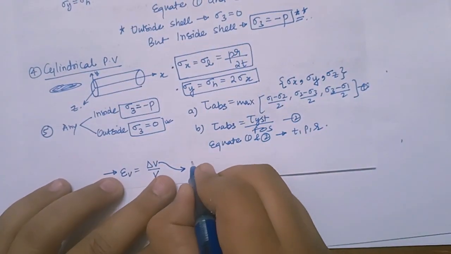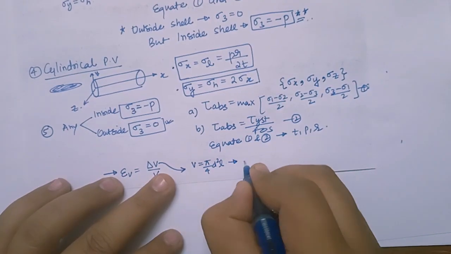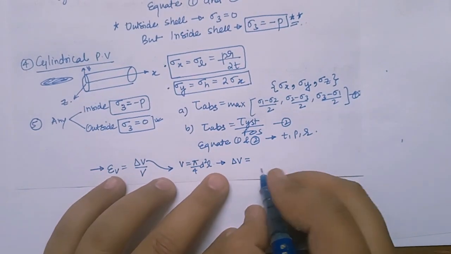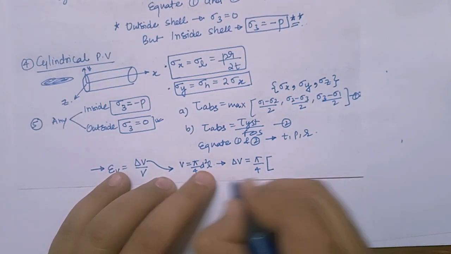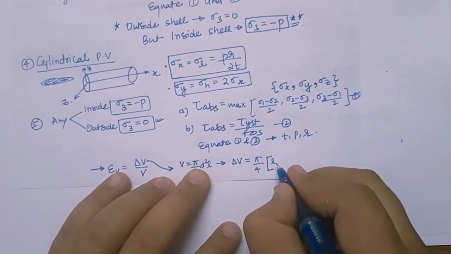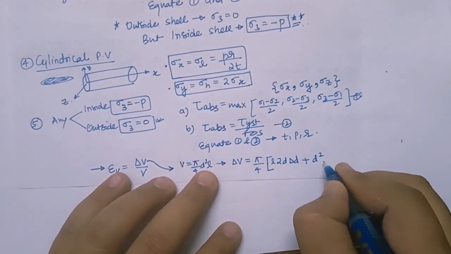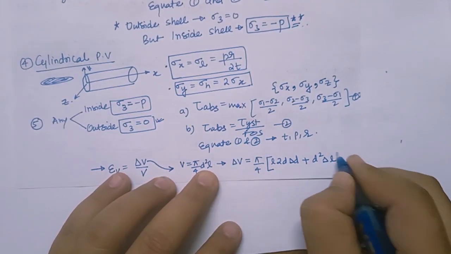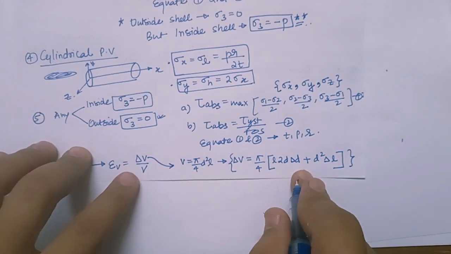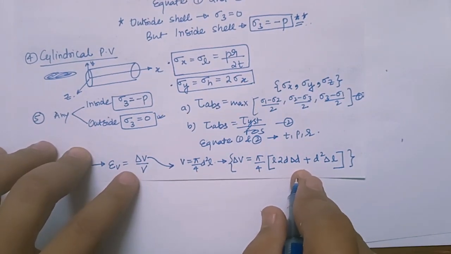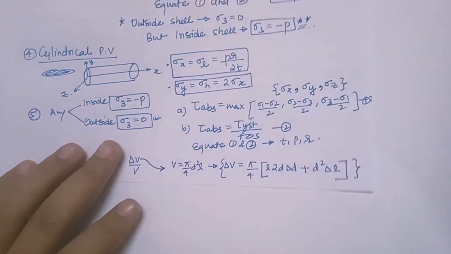So what is the volume of the cylinder? Pi by 4 d square L, right? And from here if I do delta V, what will I get? I will get pi by 4, first L same, and differentiate D, so 2D delta D, plus again D square same, and then differentiating L, what will it become? Delta L. So this is delta V, and we will divide delta V by V. Getting the point? Then I will get my epsilon V, right? So we are just calculating it further.